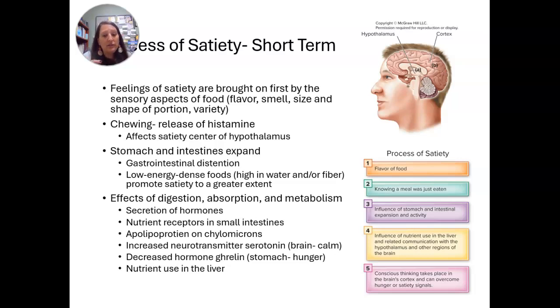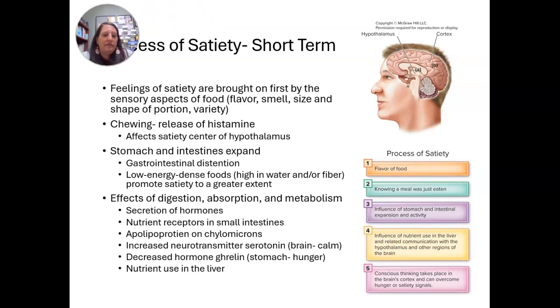Lower energy dense foods, so foods that are high in water, fiber, so I think fruits, vegetables, okay, they promote satiety to a greater extent because they create a larger level of gastrointestinal distension. Okay, so again, that stomach and intestine expands and that triggers satiety.